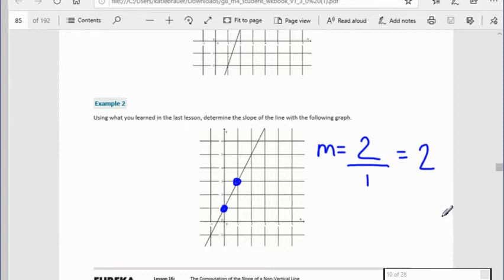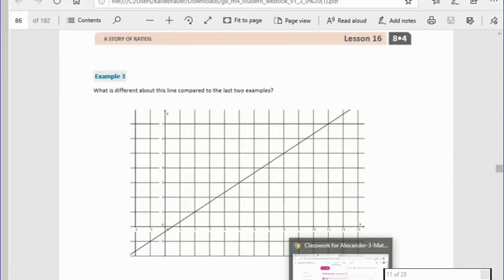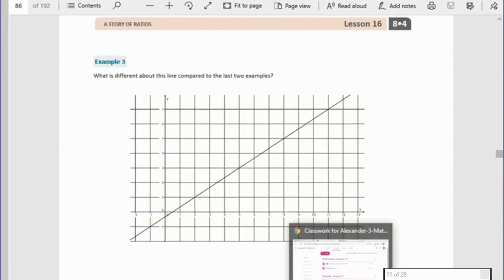Remember yesterday we talked about what slope is. Slope just tells you the steepness of the line in a number. So instead of saying that line is really steep, you can say that line has a steepness of 2. That way you can compare different lines to each other.